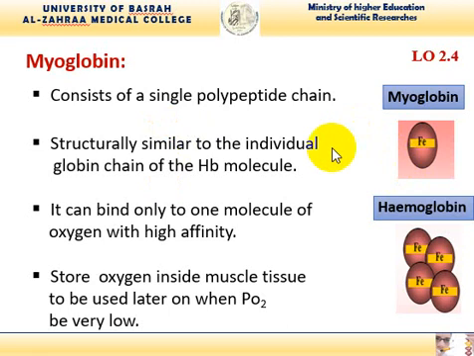Myoglobin is a single polypeptide, structurally similar to hemoglobin, but hemoglobin is a tetramer, while myoglobin is a monomer. So, because it is a single polypeptide, it can bind only one molecule of oxygen with high affinity. The function of myoglobin is storage of oxygen inside the muscle, to be used later when the partial pressure of oxygen is very low.